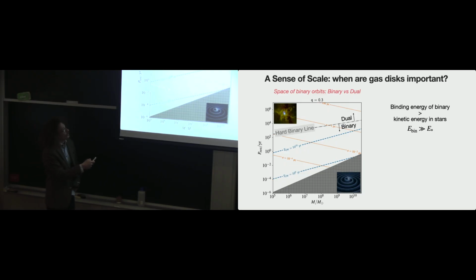But at some point, you can define when we call that a binary that is bound, compared to its environment. This is just one way of defining when we can call this a binary compared to, say, some surrounding cluster of stars. So this is our binary line. Below this, we have a binary.